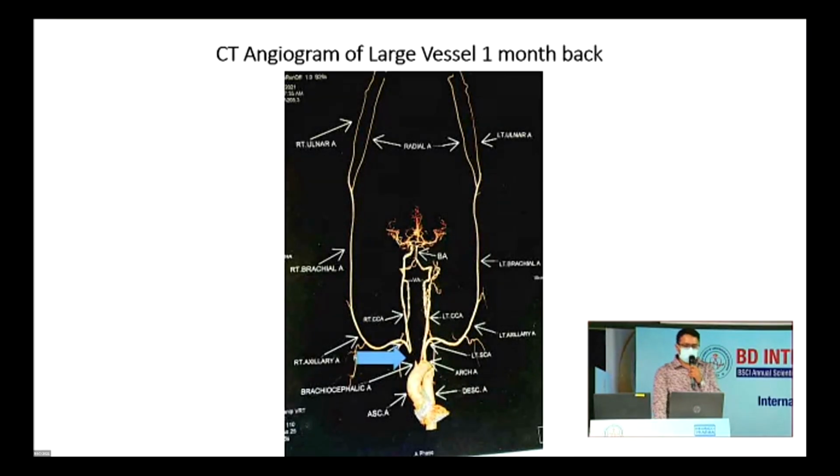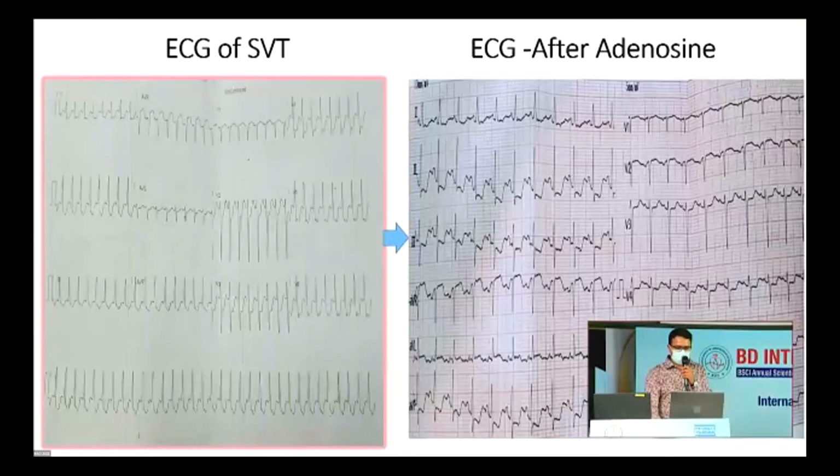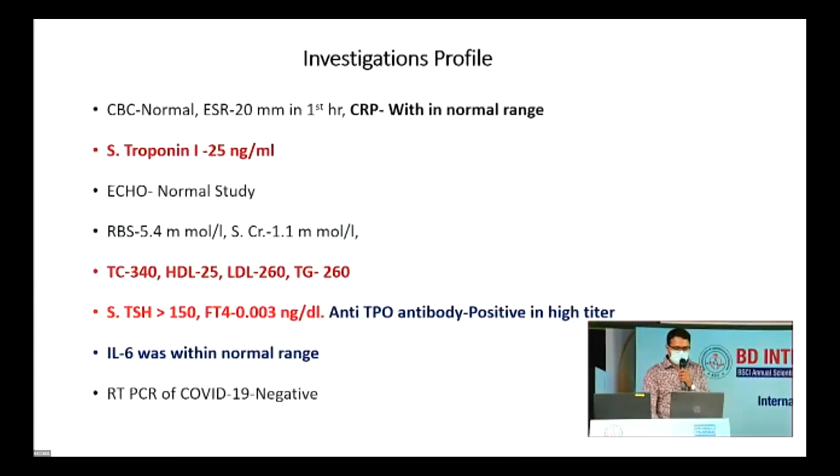This is the CT angiogram of the large vessels showing complete occlusion of the right brachiocephalic trunk. This is the ECG, in the left panel SVT, and after giving the adenosine shot, which showed marked ST depression in the inferior leads and leads V4 to V6, and ST elevation in aVR. Other investigations revealed inflammatory markers were completely normal. Troponin was raised. He had marked dyslipidemia and gross hypothyroidism with anti-TPO antibody positive. Inflammatory marker IL-6 was done, it was negative.